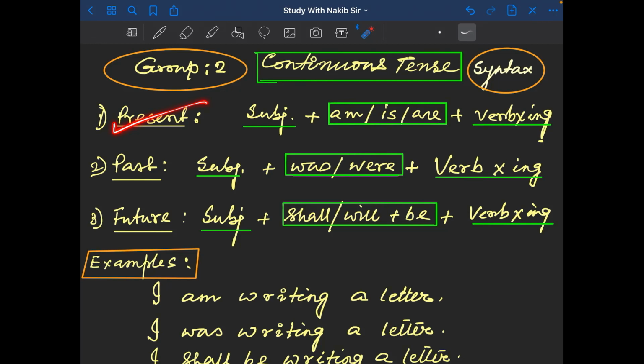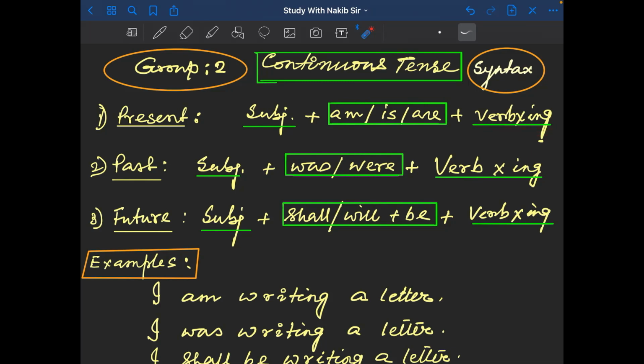Necessary. See, for the present continuous tense, you have to use either am or is or are plus the ing form of the verb. This am, is or are is determined by the number and person of the subject. So it won't be difficult for you to choose whether it will be am, is or are. Okay, remember the structure of present continuous tense is am, is or are plus the ing form of the verb. So: subject plus am, is, are plus the ing form of the verb.